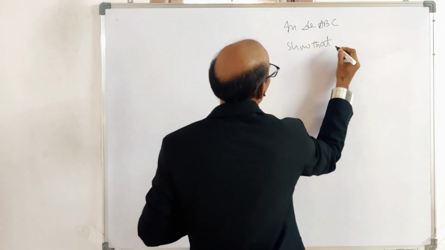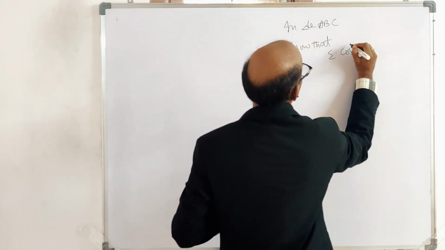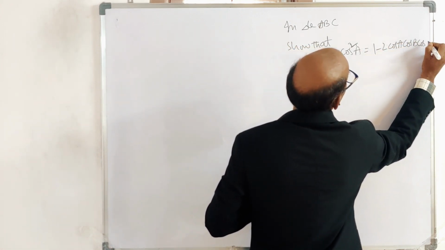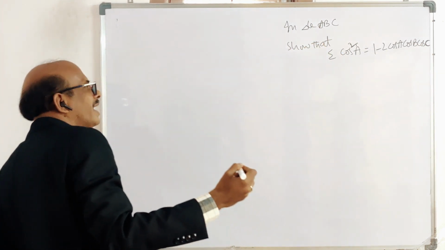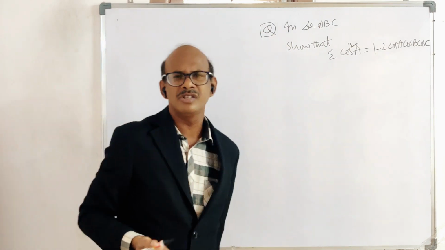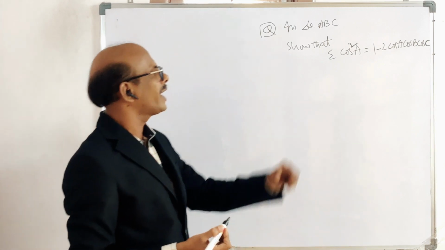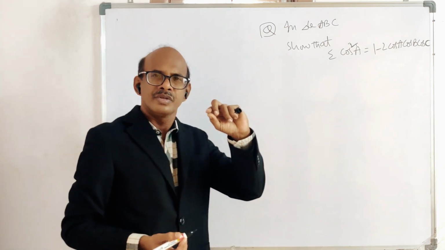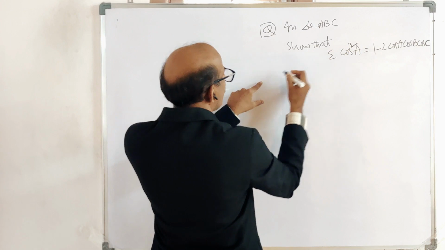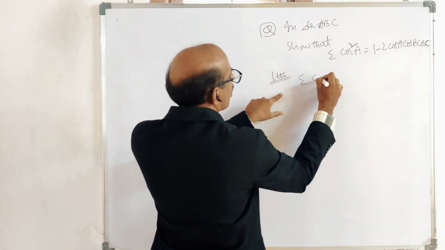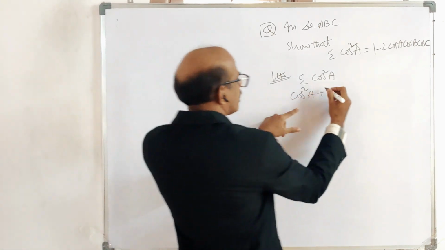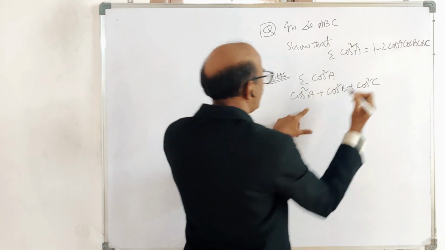show that or prove that sigma cos square A is equal to 1 minus 2 cos A cos B cos C. One important conditional identity here. Question supplied: in triangle ABC, show that sigma cos square A equals 1 minus 2 cos A cos B cos C. Now I am going to discuss the method, only your attention required. So LHS, sigma cos square A, you know very well, sigma means cyclic order summation: cos square A plus cos square B plus cos square C.